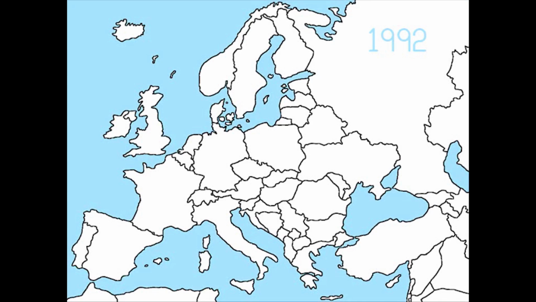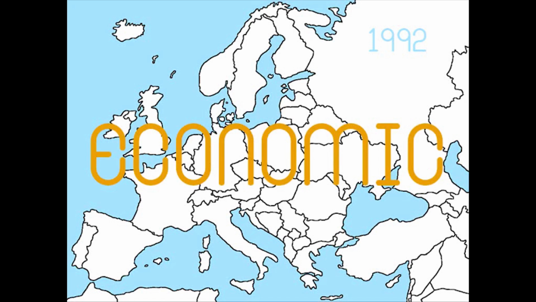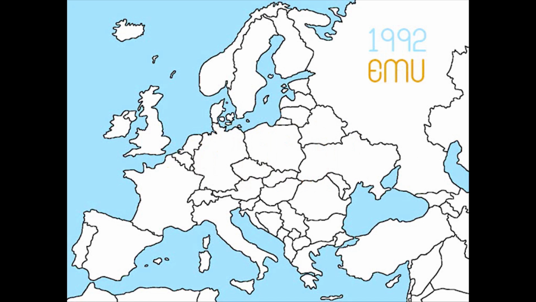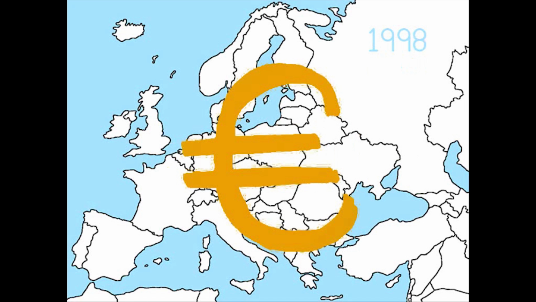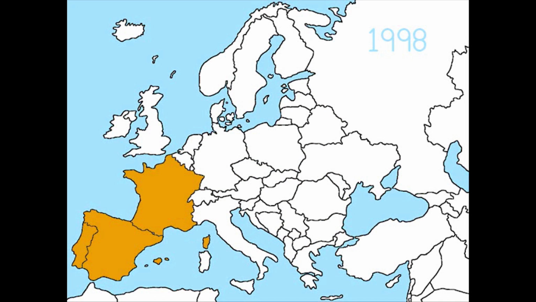In 1992, the EU decided to take a new step in economic integration by creating the Economic and Monetary Union (EMU). A common currency, the euro, was created in 1998 with Portugal, Spain, France, Ireland, Belgium, Luxembourg, Italy, the Netherlands, Germany, Austria, and Finland. They were joined later on by Greece, Slovenia, Malta, Cyprus, Slovakia, Estonia, and most recently Latvia. These 18 countries form the Eurozone.